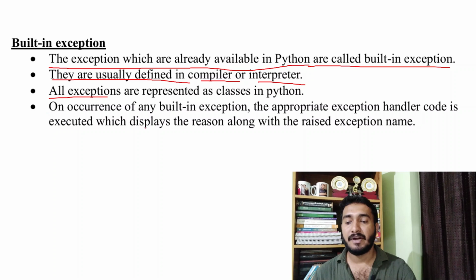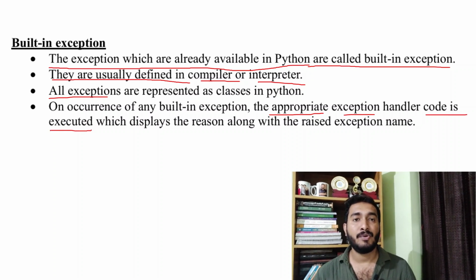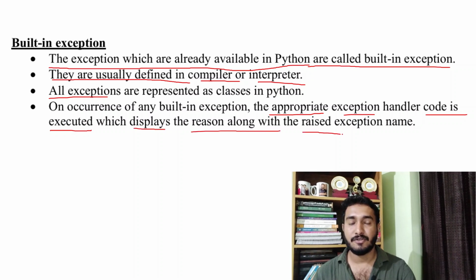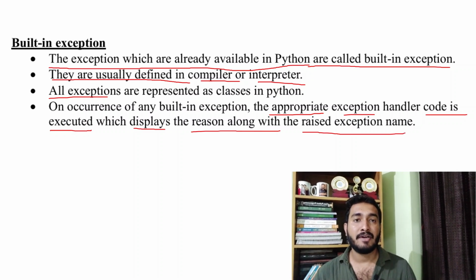On occurrence of any built-in exception, the appropriate exception handler code is executed. We learned about value error, so for value error we need to use the value error except block. For zero division error, we have to use the zero division except block. These except blocks, or these particular exception handlers, display the reason along with the raised exception. Inside the value error exception block, we are writing print enter the valid numbers. Inside zero division error, we are writing the appropriate command.